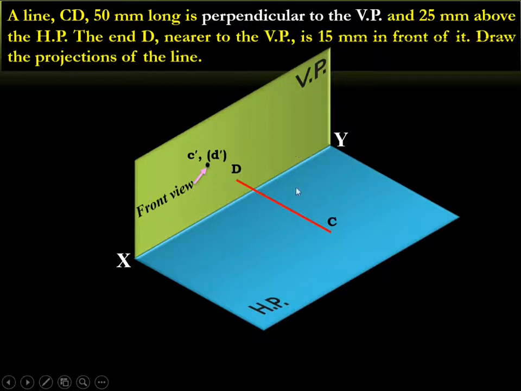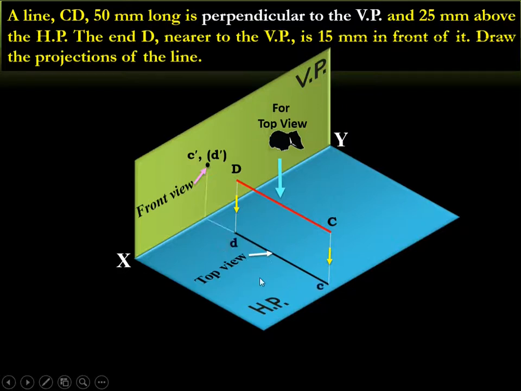To obtain the top view of the line capital CD, we need to observe the line from the top and the line needs to be projected onto the horizontal plane. And the projected line on the horizontal plane can be called its top view. Ensure that the projectors are perpendicular to the horizontal plane. Now the top view must be denoted using the corresponding lowercase letters, that is, using small letters c d.